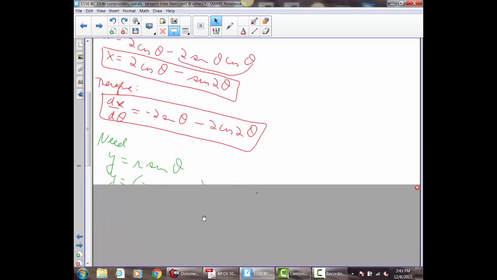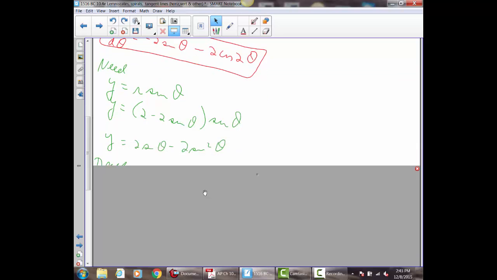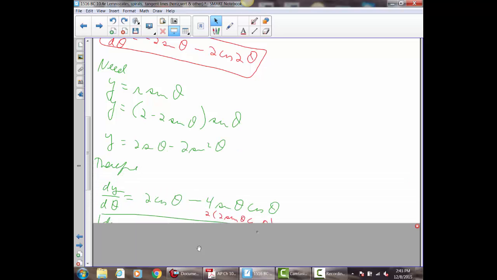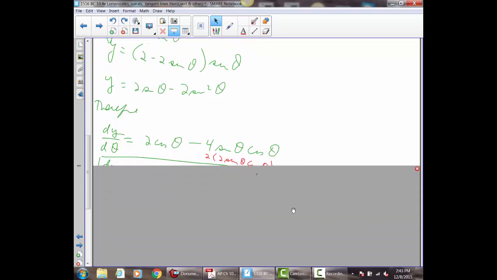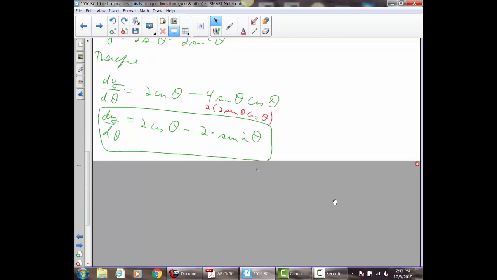But we also need y. We need dy/dθ, so we need y in terms of theta. So we have y equals 2 minus 2 sine theta times sine theta, multiply through. dy/dθ is 2 cos theta minus 4 sine theta times the derivative of sine theta, which is cos theta. Again, I'm going to rewrite it as 2 cos theta minus 2 sine 2 theta.